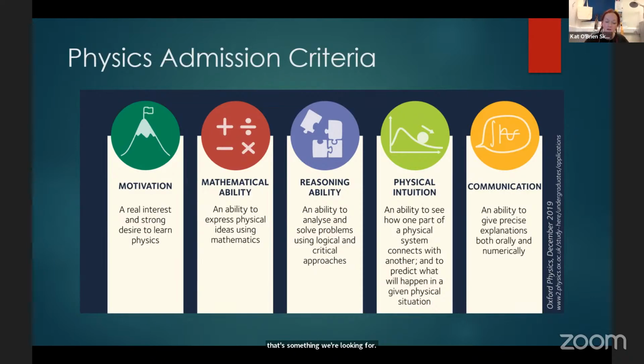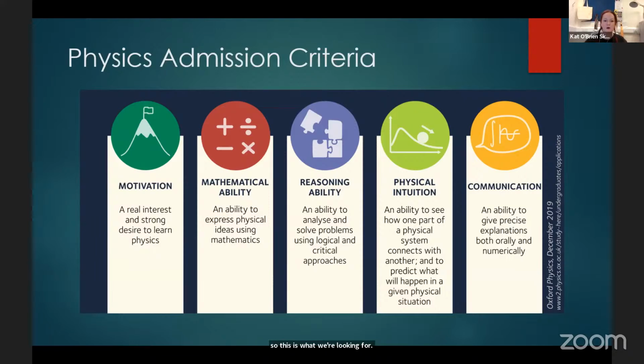Okay? The third thing we're looking for is your reasoning ability, and this is obviously really closely related to your mathematical ability. We're looking for you to be able to analyze and solve problems using logic and critical approaches. So these slightly strange problems like the tunnel that's through the earth, we're looking for you to actually think about it and go, okay, well, what do I know? Where do I want to get to? How can I apply this? Okay, so this is what we're looking for in terms of your reasoning, and how that relates to your mathematical ability.